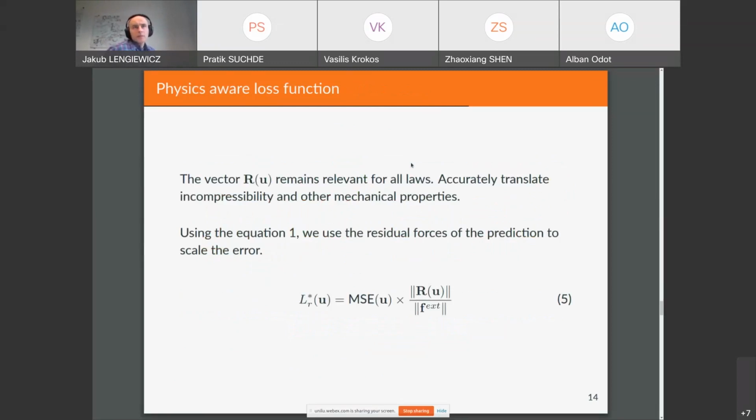And so this helps us to converge towards a physically correct solution, since at the end the error is pretty low, but this factor keeps on multiplying, scaling the loss to tell if the network is doing a correct approximation or not.